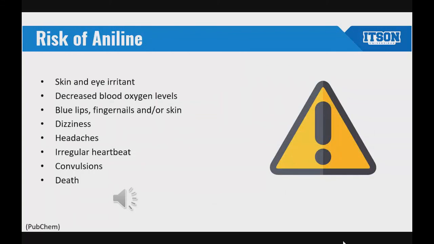The risk of this chemical is that aniline is a skin and eye irritant. Damage to the blood element hemoglobin, resulting in decreased blood oxygen levels, can result from exposure to high amounts of aniline by inhalation or ingestion. Blue lips, fingernails, and/or skin may occur due to the decreased blood oxygen. Dizziness, headaches, irregular heartbeat, convulsions, and death may also occur. This same effect may occur from exposure to a lower amount of aniline over a greater amount of time.